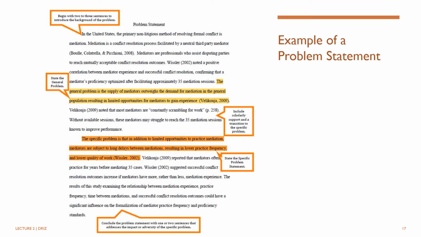And here is another example of a problem statement in a law research. As you can see, the author begins with 2 or 3 sentences to introduce the background of the problem, followed by a statement of the general problem, and including scholarly support and transition to the specific problem. After which, the author states the problem specifically. And it ends with the conclusion of the problem statement with 1 or 2 sentences that addresses the impact or adversity of the specific problem.